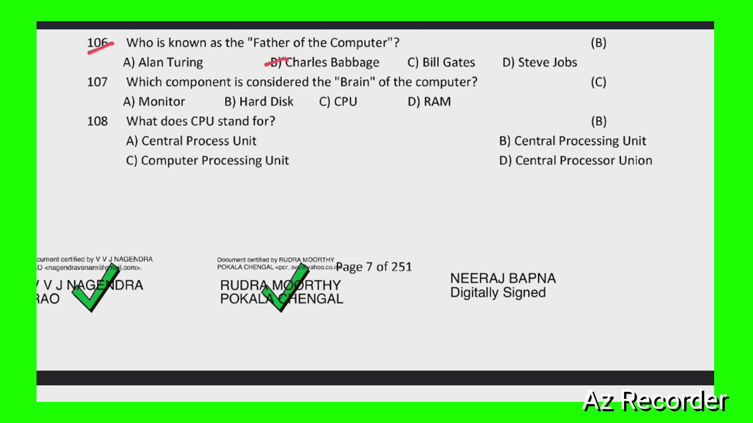Which component is considered the brain of the computer? That is option C, CPU. What does CPU stand for? That is option B, Central Processing Unit.